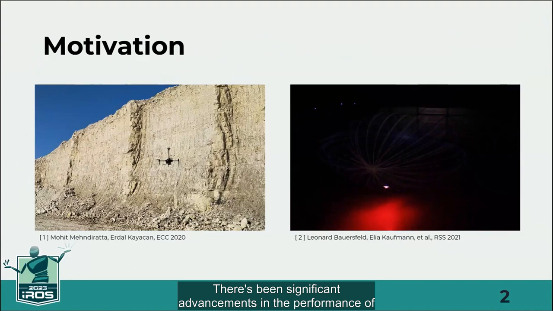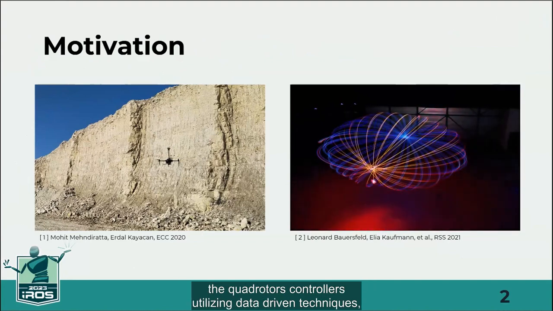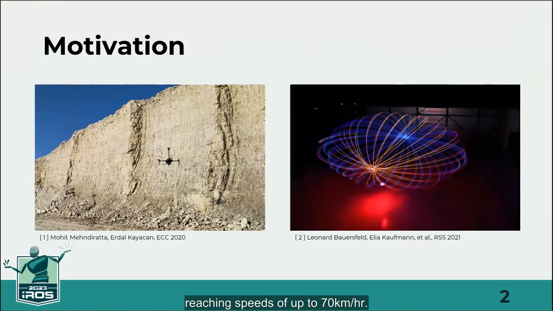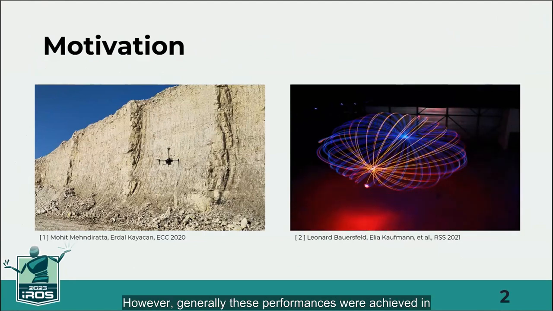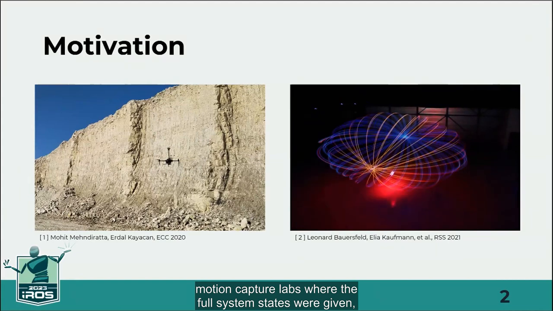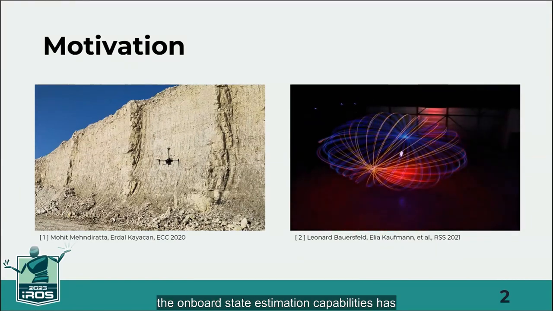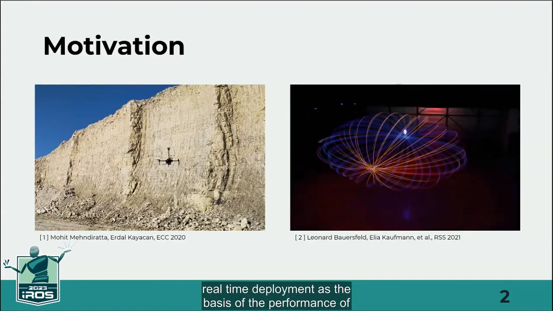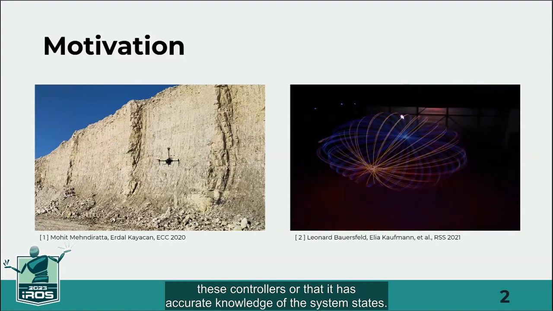There's been significant advancements in the performance of the quadrotor controllers utilizing data-driven techniques, reaching speeds of up to 70 kilometers per hour. However, generally these performances were achieved in motion capture labs where the full system states were given. The onboard state estimation capabilities have a fair way to catch up to the capabilities of the controllers for real-time deployment, as the basis of the performance of these controllers is that they have accurate knowledge of the system states.